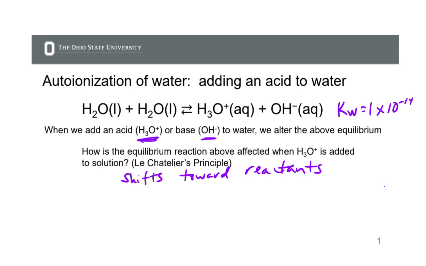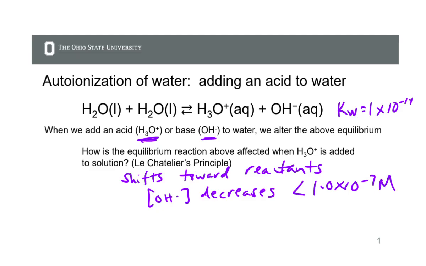So what does that mean about the OH minus concentration? What's going to happen to that? Increase, decrease, or stay the same? If we're shifting the equilibrium to the reactants, that means the concentration of OH minus has to decrease. So that means it's going to become less than 1 times 10 to the minus 7. At equilibrium, it's 1 times 10 to the minus 7. If we add acid, that shifts the equilibrium to the reactants, and the concentration of the other product goes down. That's Le Chatelier's principle.